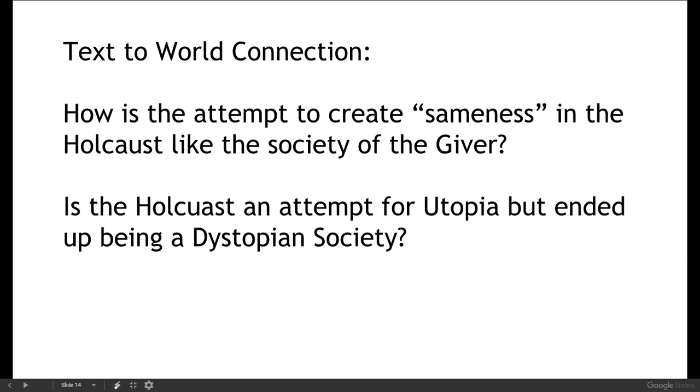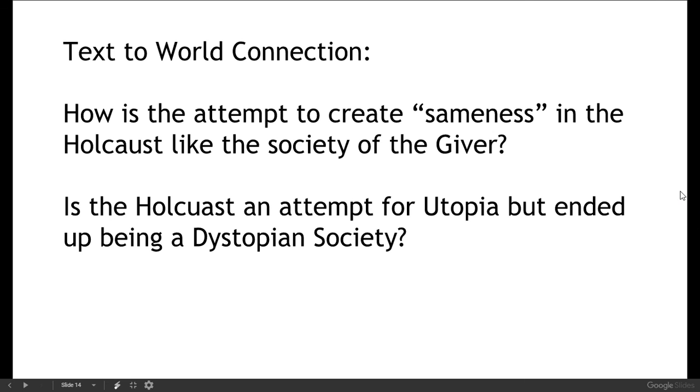So you can think about these two questions. We're going to read about a couple of other genocides throughout the week and make the text-to-world connection, how utopias or attempts at utopia, sometimes through deranged individuals, end up being a dystopian society.